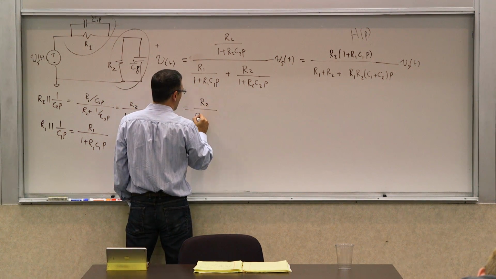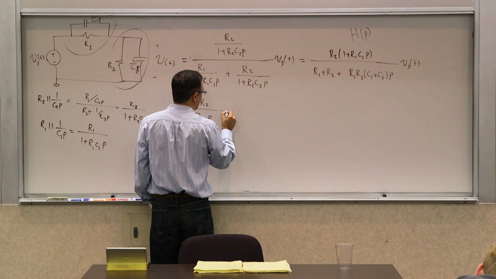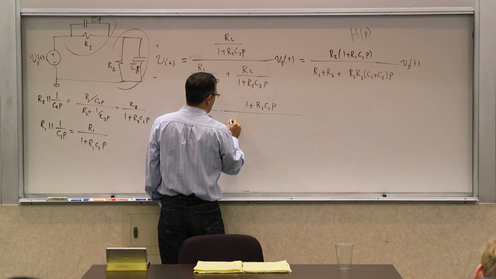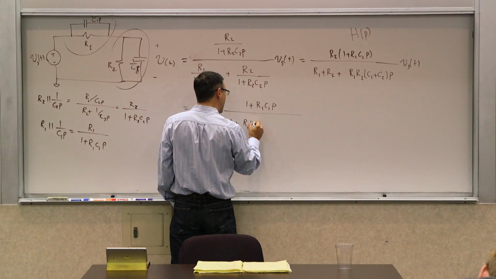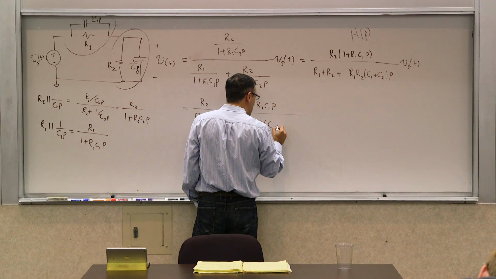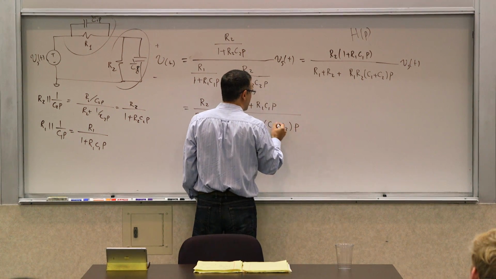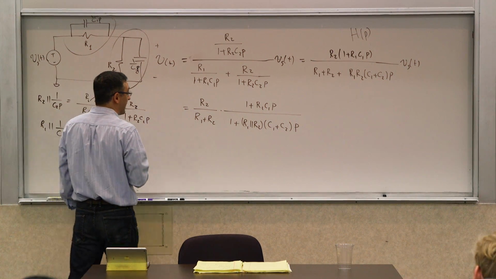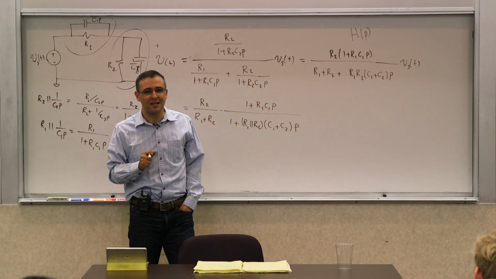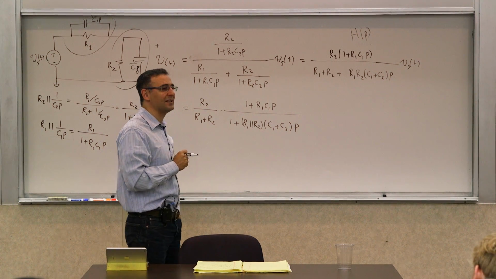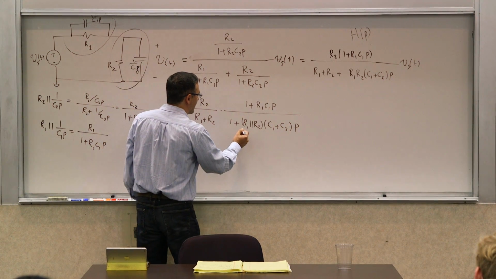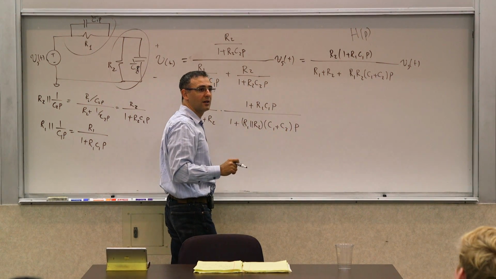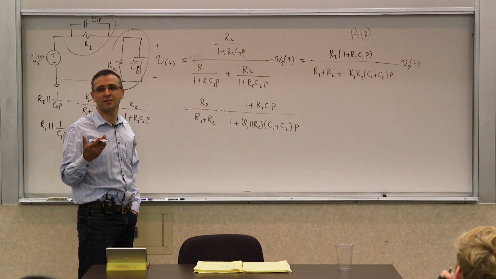So you can also write this in a slightly nicer way. You can write it as R2 over R1 plus R2, times 1 plus R1C1P, divided by 1 plus R1 parallel R2 times C1 plus C2 times P. The late Professor David Middlebrook of Caltech was a professor here for a very long time, for 50 years or so. And he used to call these low entropy forms, because this is much better than that, because it shows you how the parameters affect each other. The usefulness of this is for design, if you want to design something based on this.